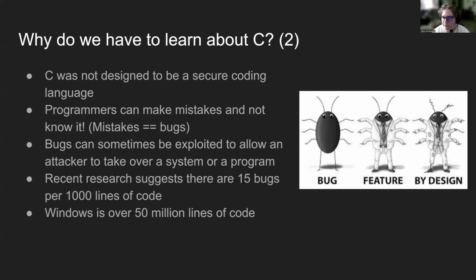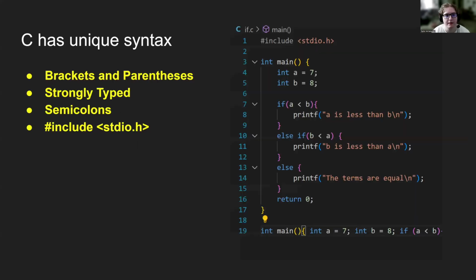So I have this chart here, "bug: feature by design," because a lot of us write bad code but try and ship it off as a feature. But yeah, there's lots of bugs. Humans make lots of mistakes. We're getting better at finding them, with different languages like Rust coming out to try and combat that. You have to prove that your software is secure for it to even compile, but it can be very complicated. So it's an ongoing area of research. Anyways, moving forward. So C has unique syntax.